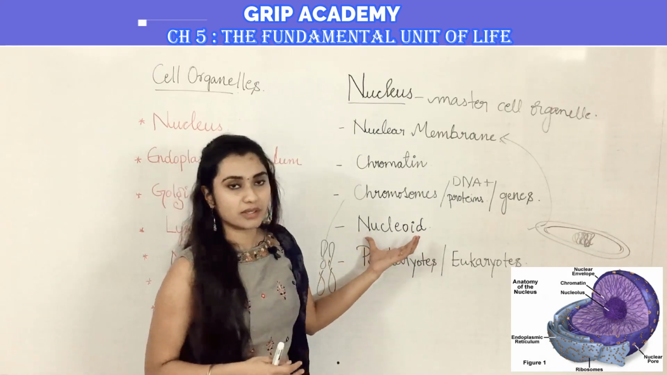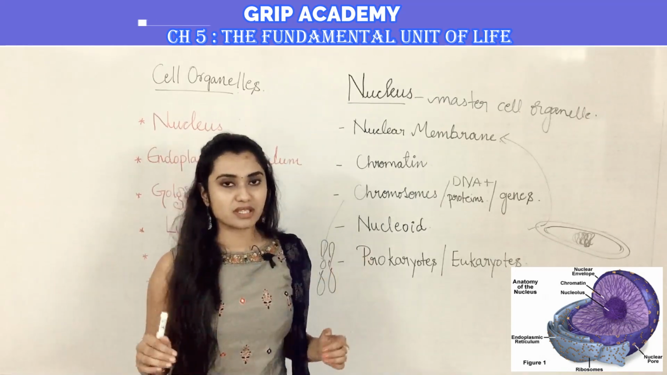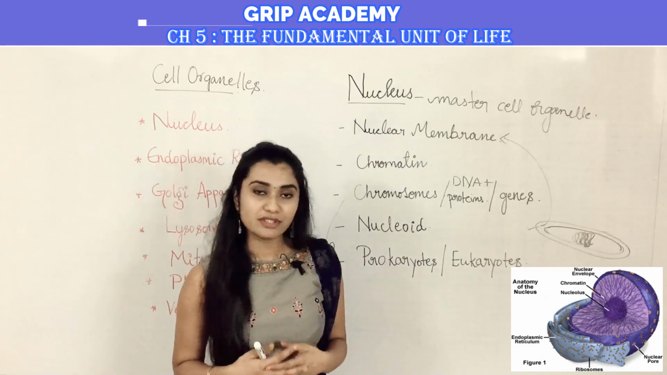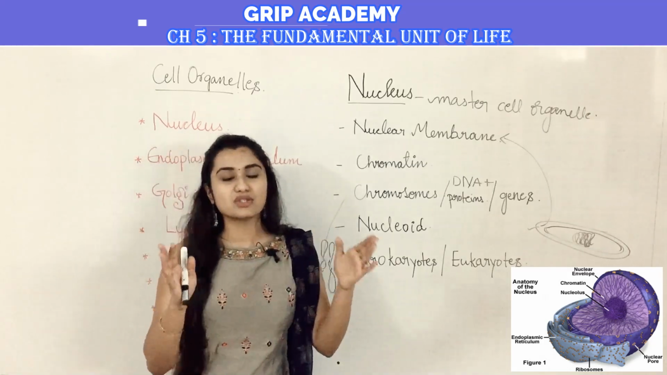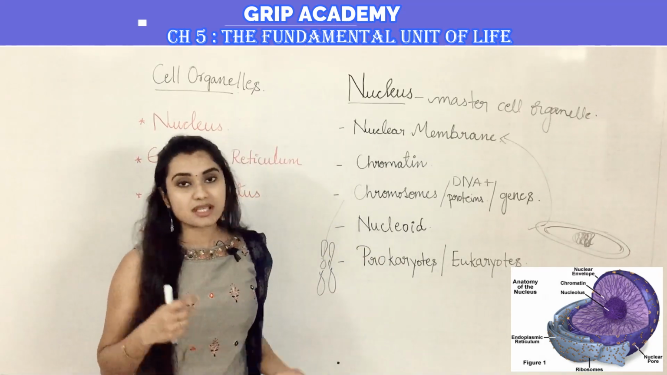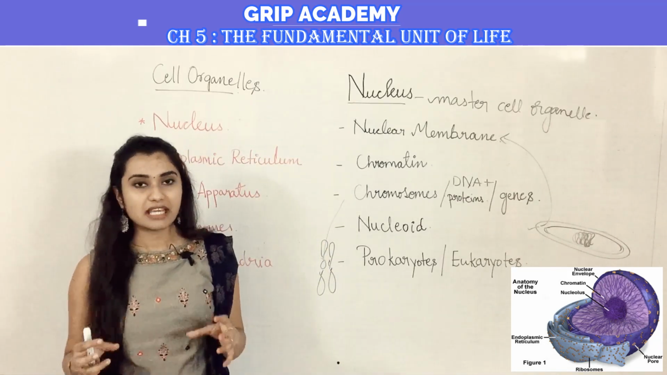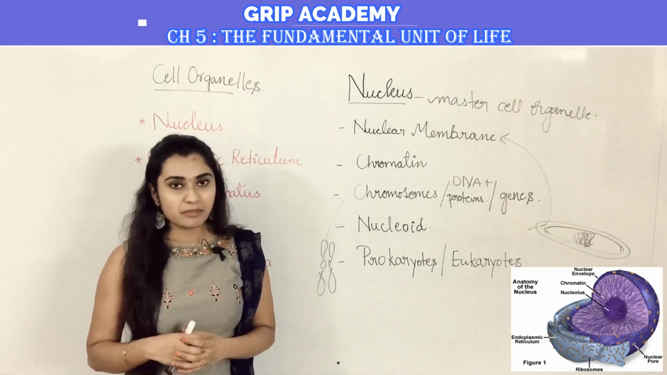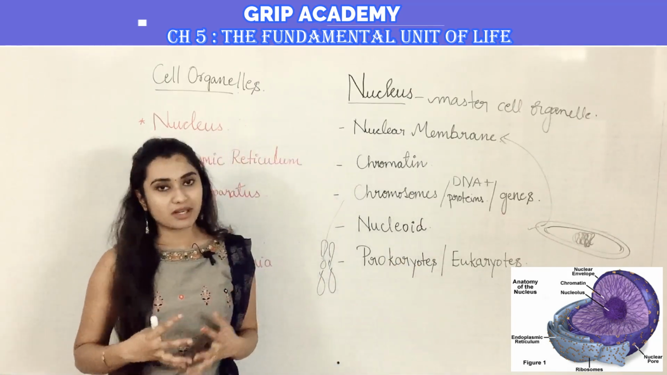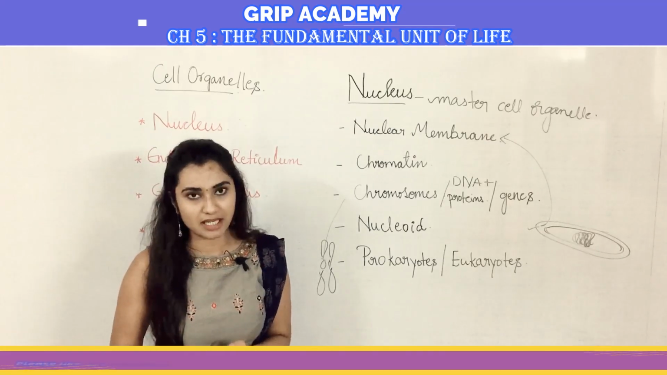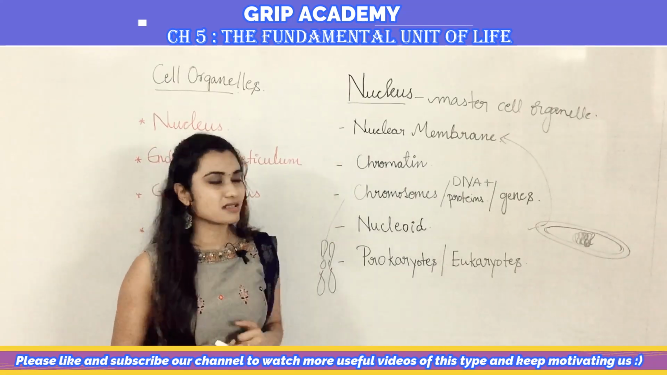So next, coming to nucleotide. What is nucleotide? In many unicellular organisms, the nuclear region is not very well defined because of the lack of a nuclear membrane. So based on the presence of the nuclear membrane, we have divided organisms into two parts: one being prokaryotes and second being eukaryotes. Prokaryotes are the organisms which do not have a well defined nuclear membrane, so their genetic material would be floating inside the cytoplasm itself. But the eukaryotes would have a very well defined nuclear membrane. Okay, so this is all about the nucleus, which is called a master cell organelle.